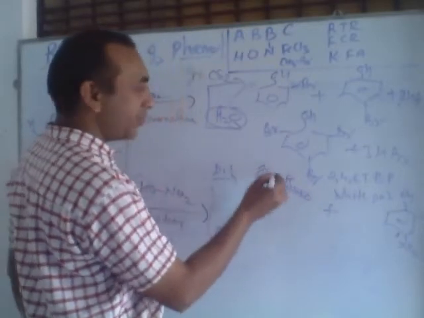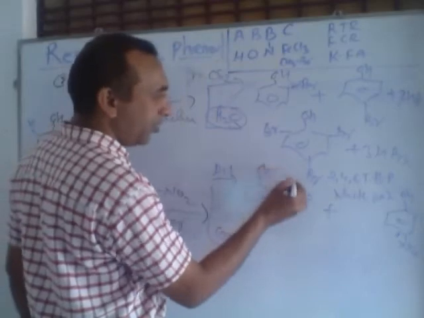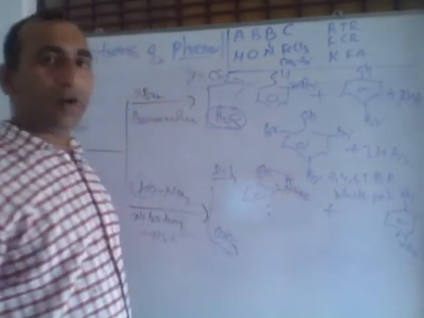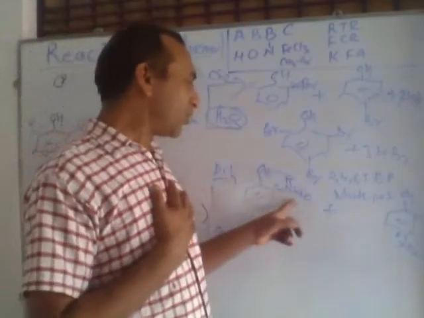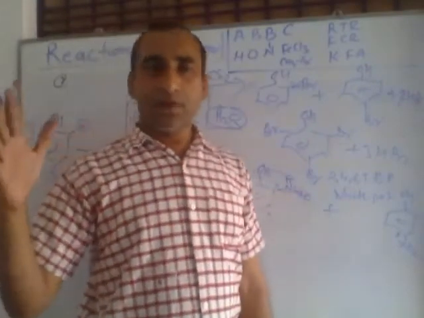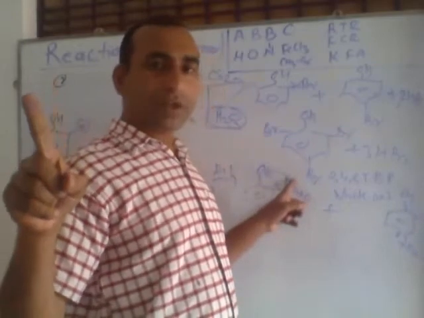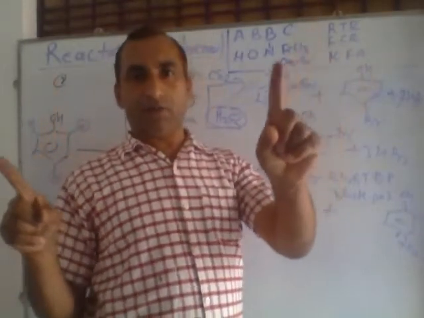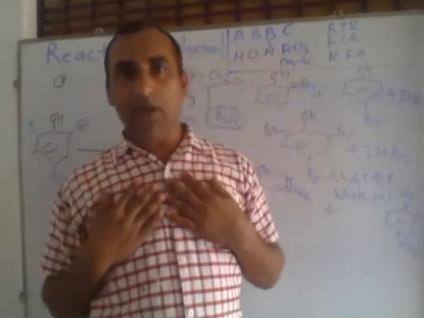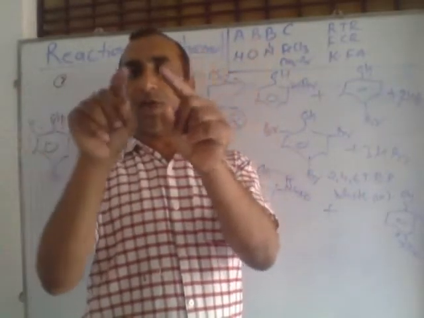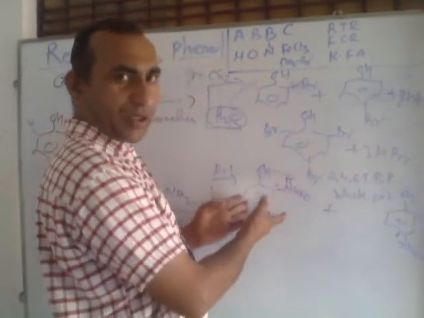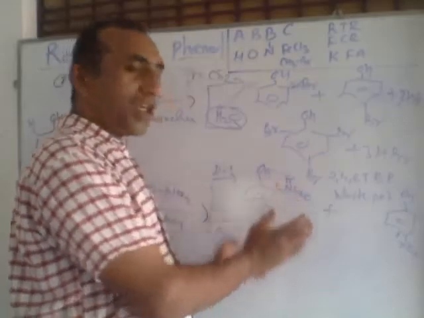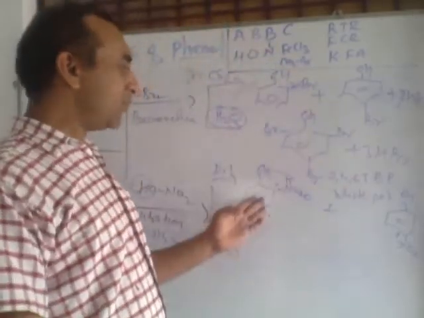Remember, in ortho nitrophenol, between O of the nitro group and hydrogen of OH, an intramolecular hydrogen bond forms. Suppose this indicates an oxygen atom and this a hydrogen atom; within a single molecule they form an intramolecular hydrogen bond. So its boiling point is very low and it easily vaporizes on heating. So it is a volatile compound.